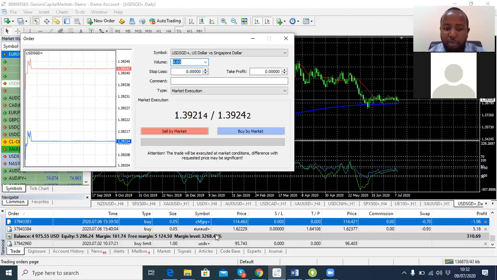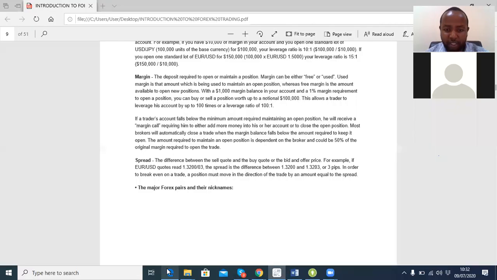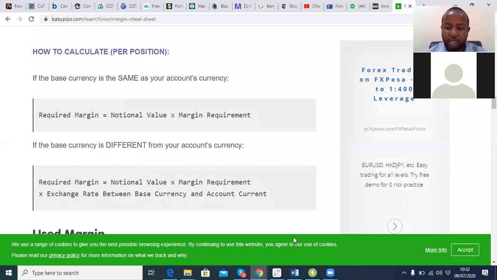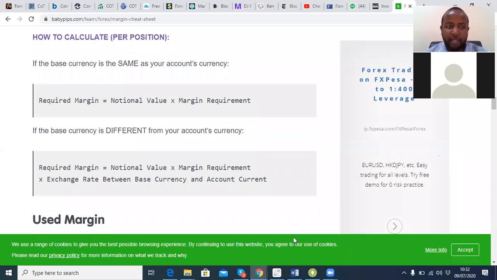That's why you can see this margin percentage. At least it should not go below 1,000%, or in a worst case scenario, 500%, if you are a very aggressive trader or have a high risk appetite. I hope you're following. Let me finish the explanation on margin, then we go to a little bit of practicals before we call it a day.